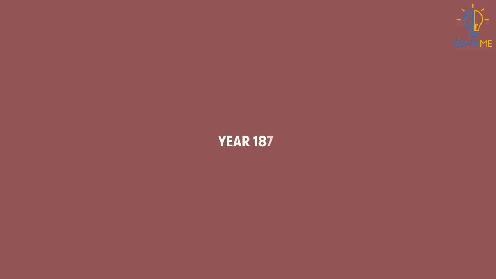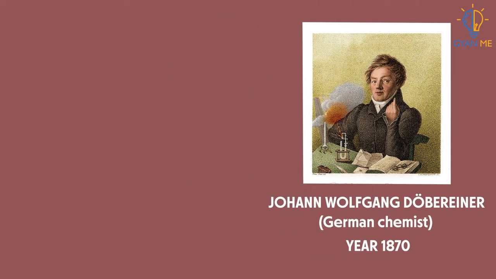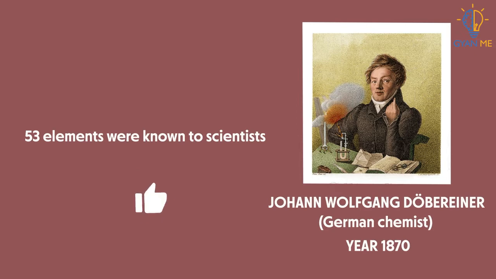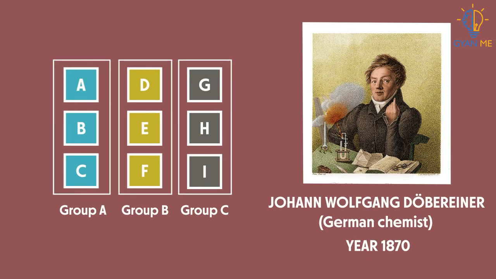In the year 1817, Johann Wolfgang Dobereiner, a German chemist, tried to arrange the elements with similar properties into groups. At that time, 53 elements were known to scientists. This is quite a low number, isn't it? Yes, it is. But remember, we are talking about 200 years back in history. He tried to place these elements into different groups, each having 3 elements.